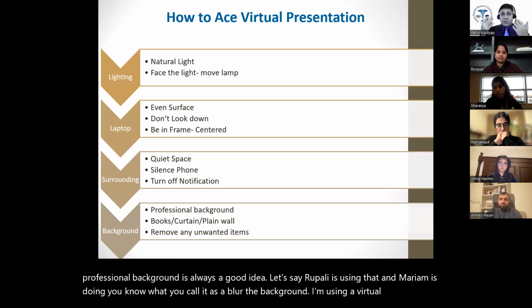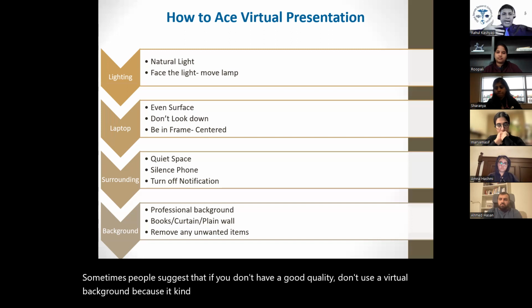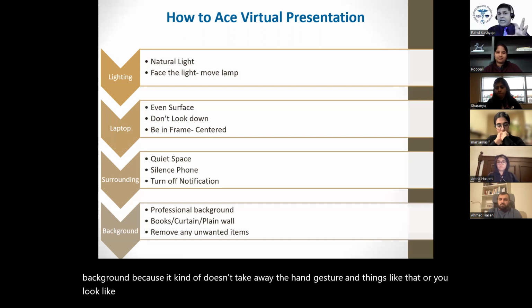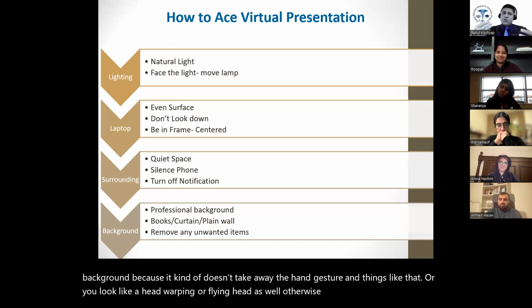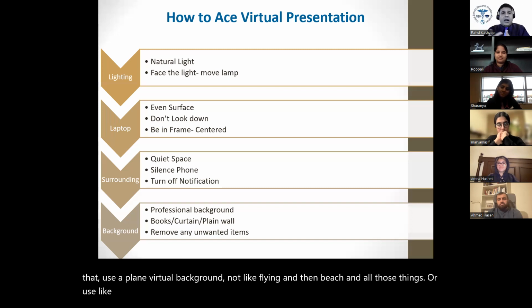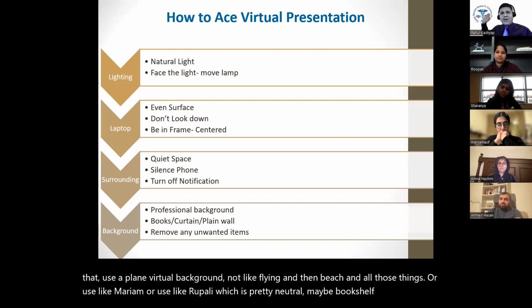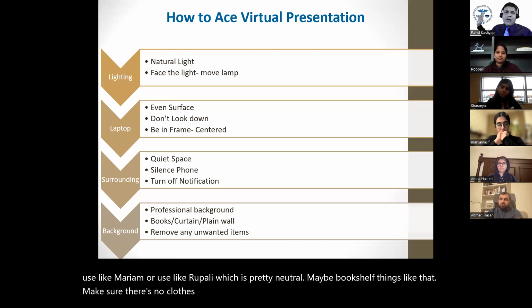Sometimes people suggest that if you don't have a good quality, don't use a virtual background, because it doesn't take away the hand gestures, or you look like a head bobbing or flying head. Otherwise, if you can, use a plain virtual background, not flying and then beach and all those things. Or use something like Mariam's or Rupali's, which is pretty neutral, maybe a bookshelf, things like that. Make sure there's no clothes hanging on a treadmill in the background and things like that.